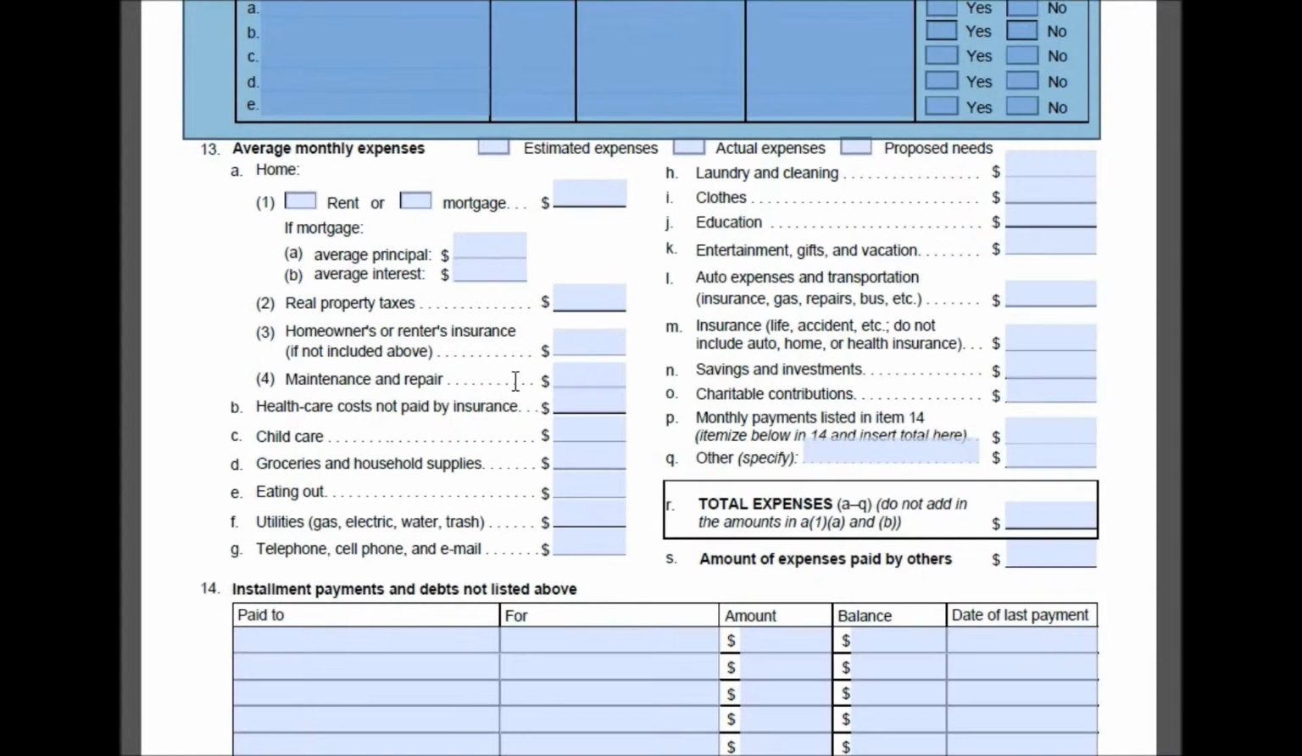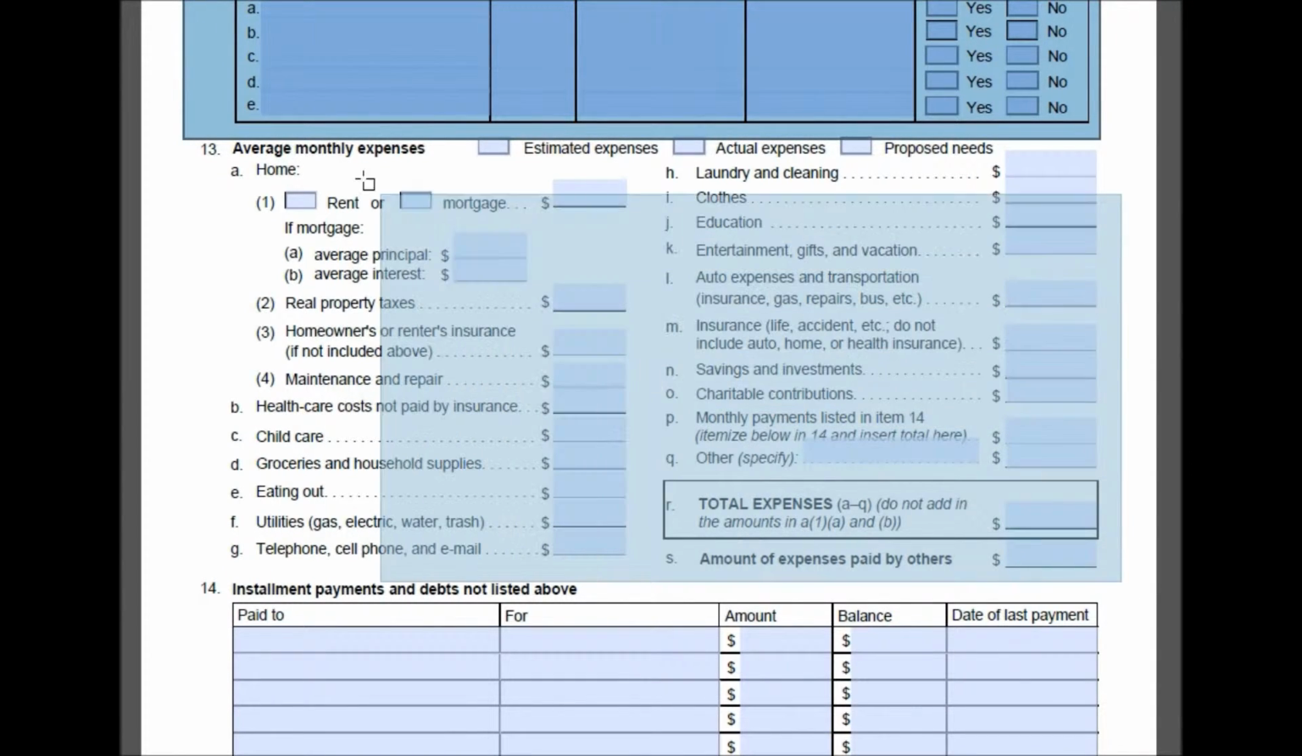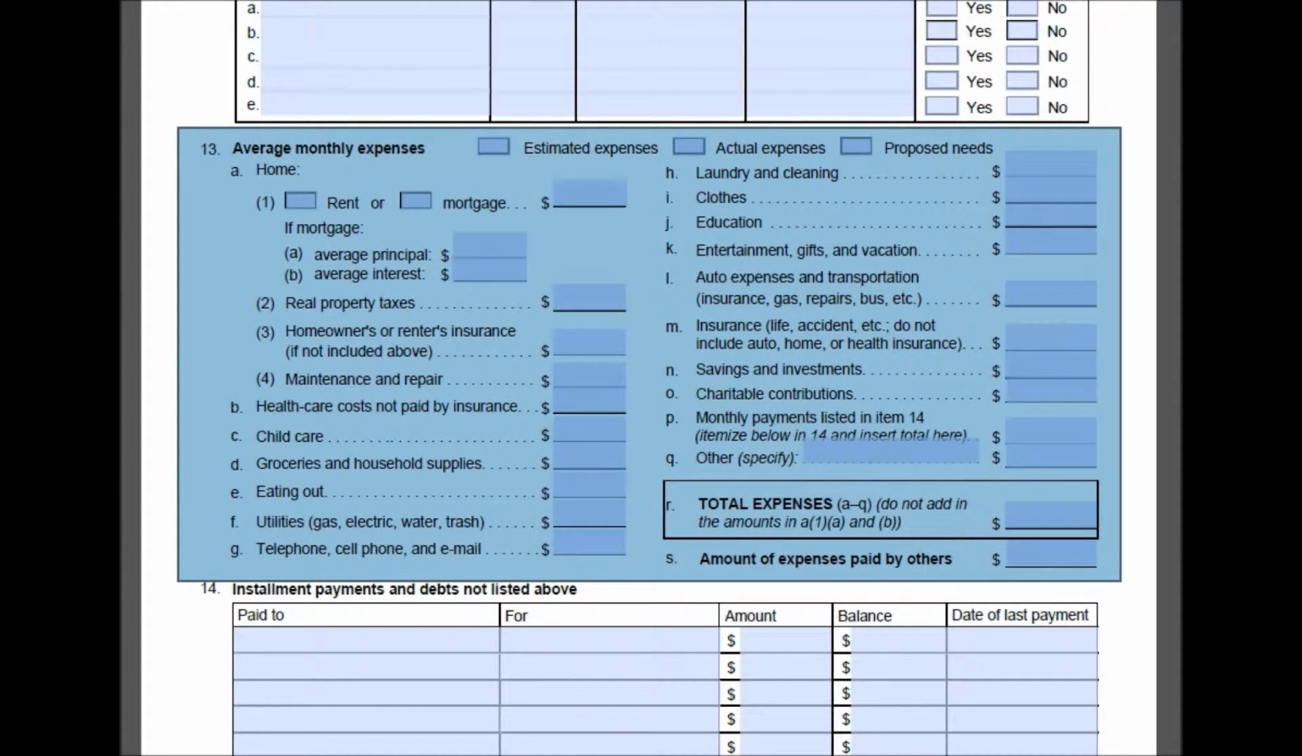So box 13, let me highlight that here. Box 13 is, as you can probably see, a budget for a typical person each month. Now the categories here, 13A all the way through 13Q, not all of those are going to fit for every individual, but hopefully this is a good guideline for you to start filling it out.